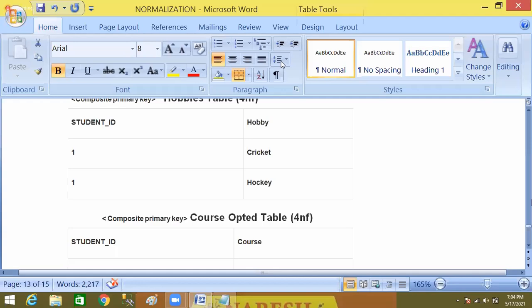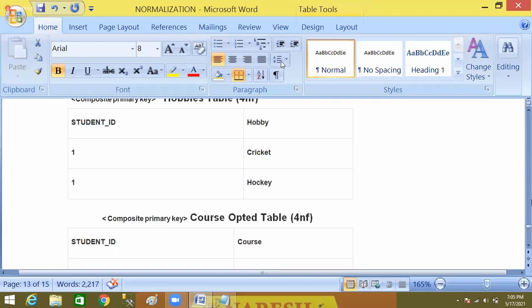So what does it mean? Either decompose or not decompose, that is a programmer's or user's wish. If they want to decompose, they can decompose, and even if you don't decompose, or you keep more than one multi-valued column in a table, there is no problem. So that's why these two techniques, the fourth and fifth, are optional techniques. Optional means either you can use them, otherwise there is no need. These are not mandatory.